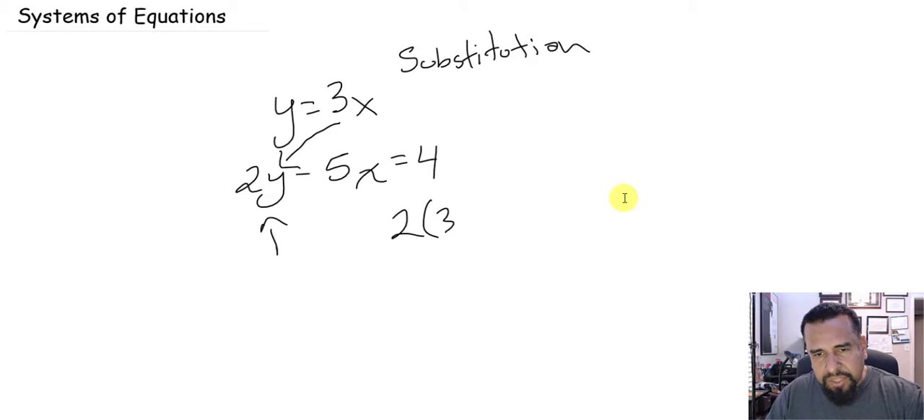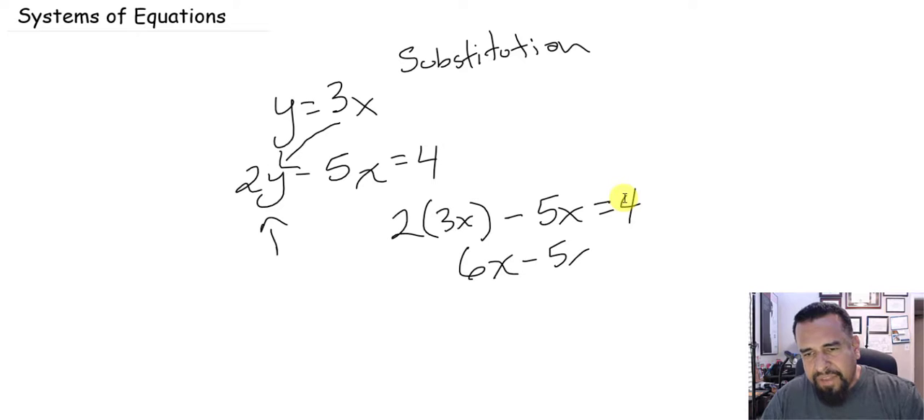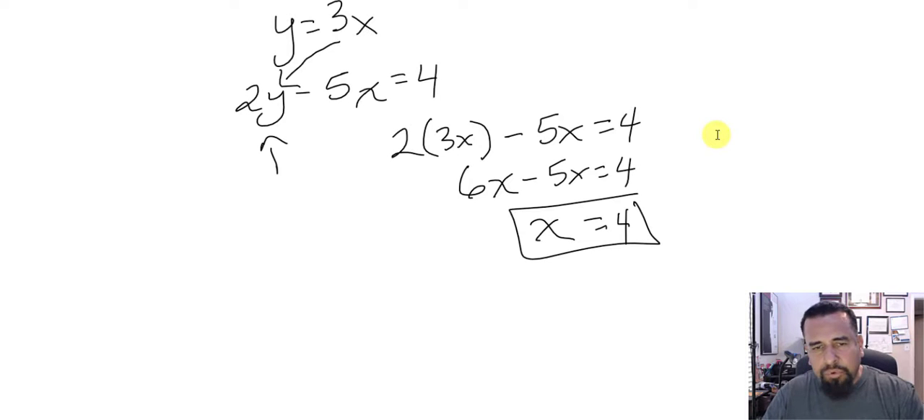2 times 3x, and the rest is just rewritten: minus 5x equals 4. So this right here would be 2 times 3x, which is 6x, minus 5x equals 4. All right, hope you're following along. Remember to pause if I'm going too fast for you. Now here 6x minus 5x gives me 1x equals 4. So the value of x equals 4. But remember, we have to find the y value.